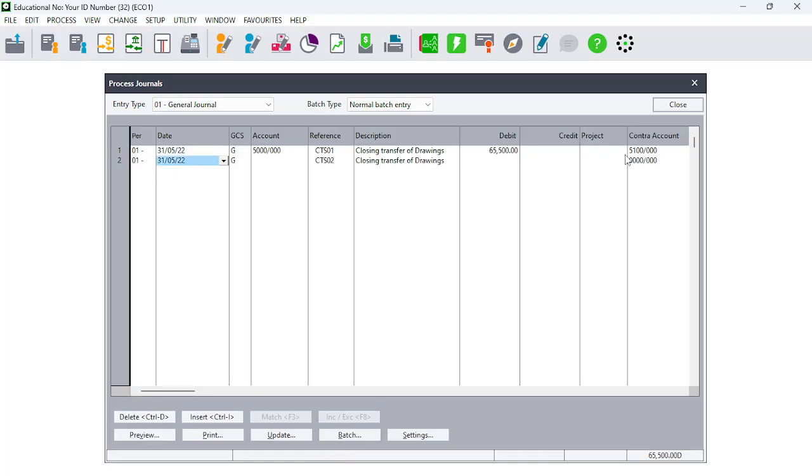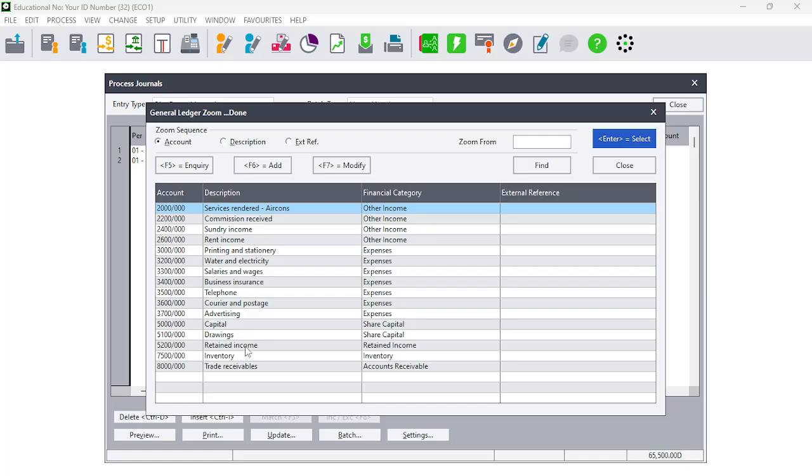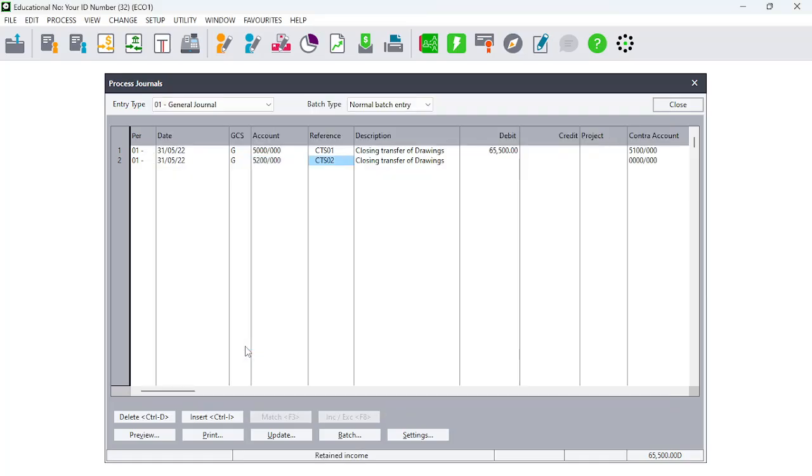Enter, we go to the next line, and now we need to close up that net profit. And as I stated earlier, net profit has a credit balance, or retained income. You now debit it to close it off. So we're going to debit retained income. There it is. And automatically, because we selected increment references, it has changed to CTS 02. You get a mark for that.